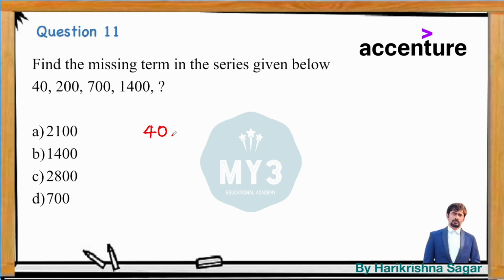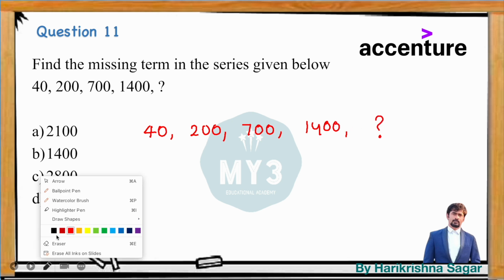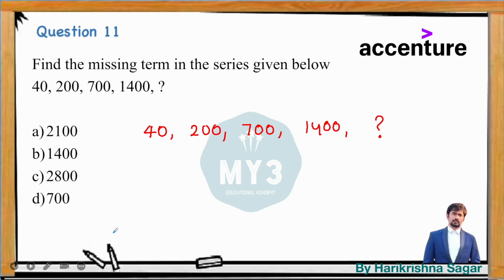So in this question, we have 40 and 200 and 700 and 1400, and they are expecting us to find out what is the question mark value. So to find out the question mark value, I am trying to observe. Again, the difference is going to be more, but 700 and 1400, as soon as I see these numbers, I understand that it is doubled. That means it is multiplied by 2.